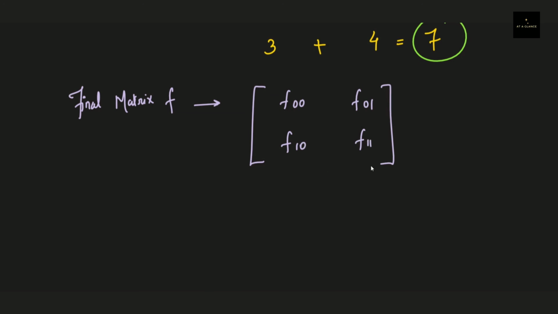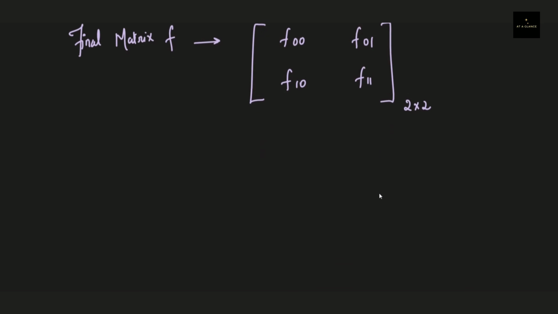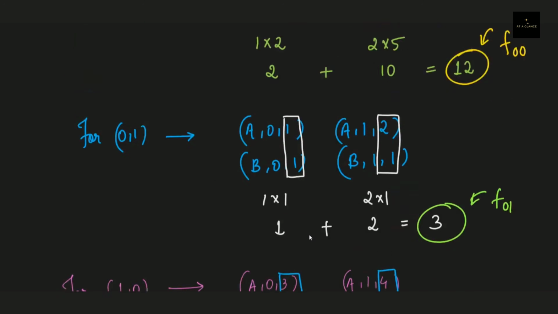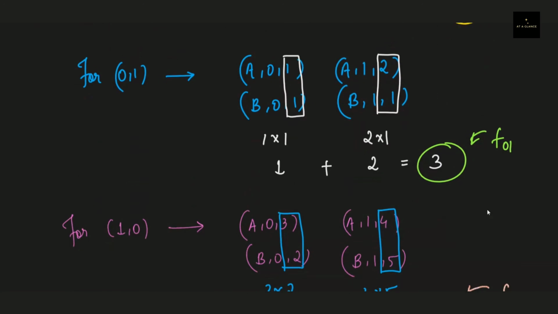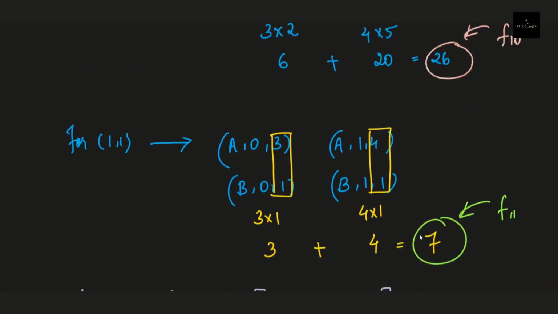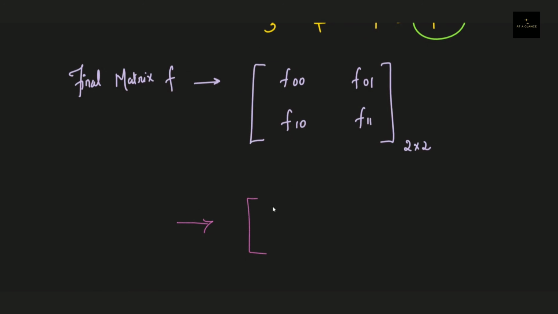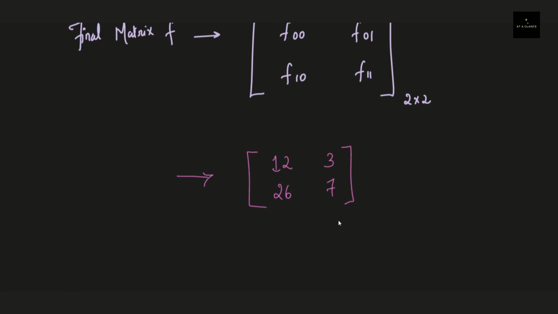Now your final matrix F will look something like this, which will have dimension 2 cross 2. Already we have found out the values of all these elements F00, F01, F10 and F11. So now it's time to write them in this matrix. As you can see, the values are 12, 3, 26 and 7. So the final matrix F will look something like this. You can see that the product of the given two matrices is coming out to be this.